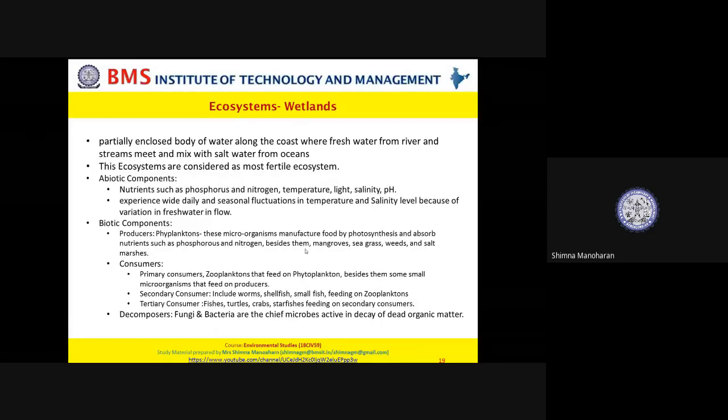So beside them you have mangroves. I don't think I have a good picture of mangroves today. I'll obviously share it in the next class. So you have mangroves, weeds, and salt marshes. Then among consumers you have zooplanktons which feed on phytoplankton. Then you have secondary consumers, which include worms, shellfish, and small fish. And tertiary consumers, you have crab. So you find plenty of crab in this wetland. I'll show you a photograph of how the crab stays in that wetland. Then among decomposers, you have fungi and bacteria.